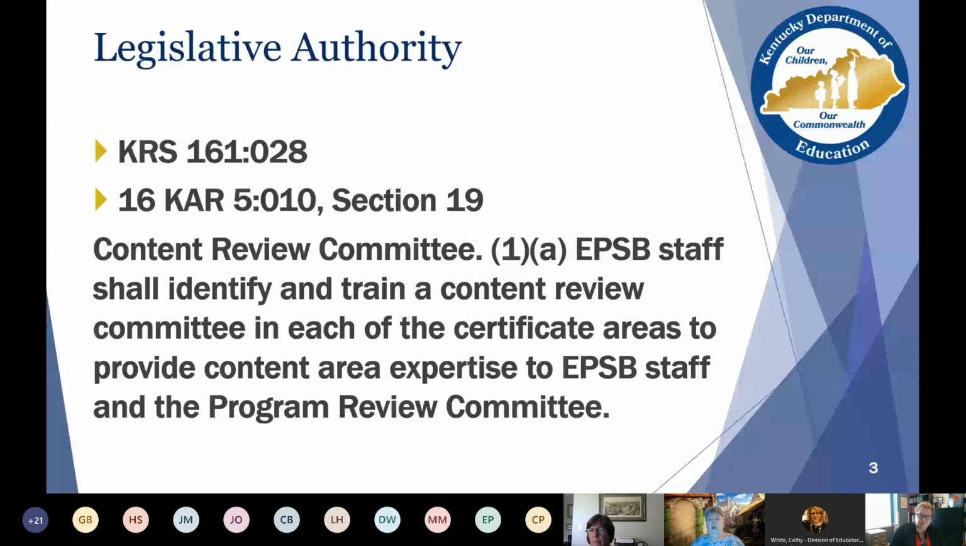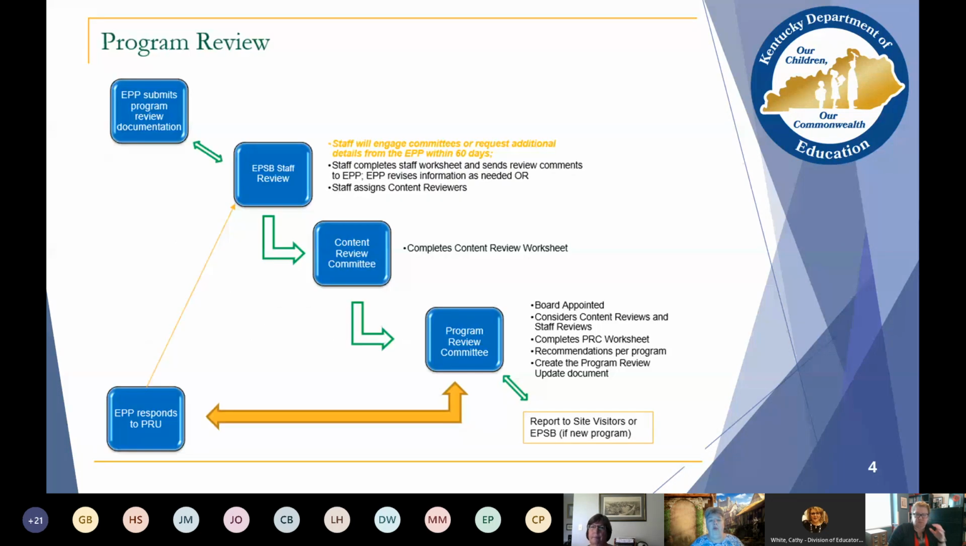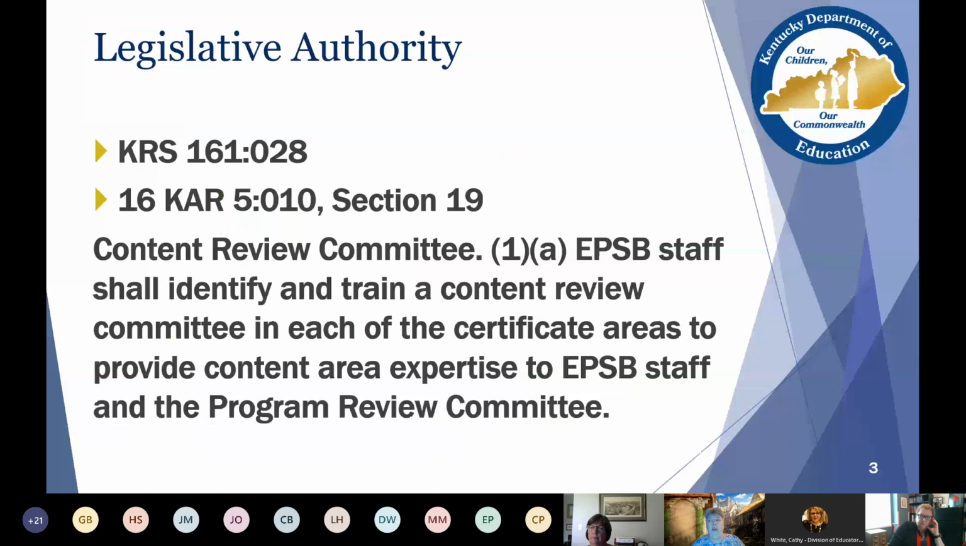Section 19 references specifically the Content Review Committee, of which we hope all of you will become members. The content reviewers provide the expertise in the content areas relating to a program's resulting certification.